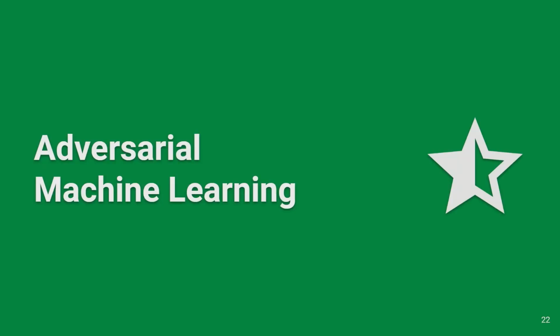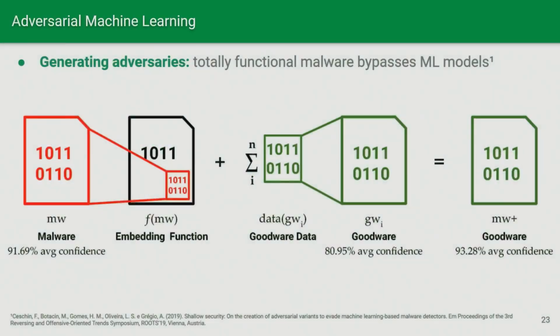I could not present this work without talking about adversarial machine learning. The generation of adversarial samples is a very common problem in machine learning for security, because attackers are trying to generate adversaries that look similar to benign samples. In the smart detection example, we can see that it is possible to create a fully functional malware that bypasses the detection of machine learning models.